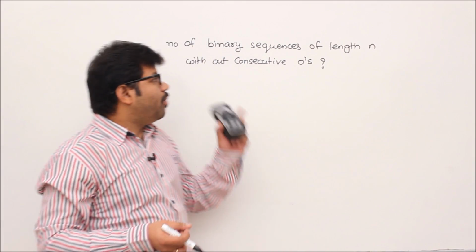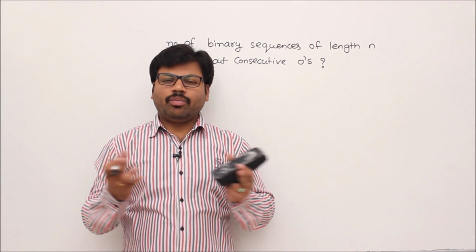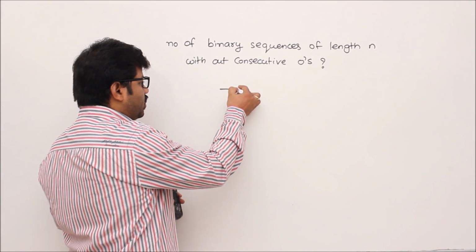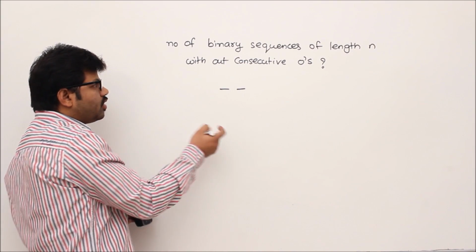You have binary sequences of length n without consecutive zeros. So how many such sequences are possible? For example, if I have two positions, then how many binary sequences can you form without consecutive zeros?